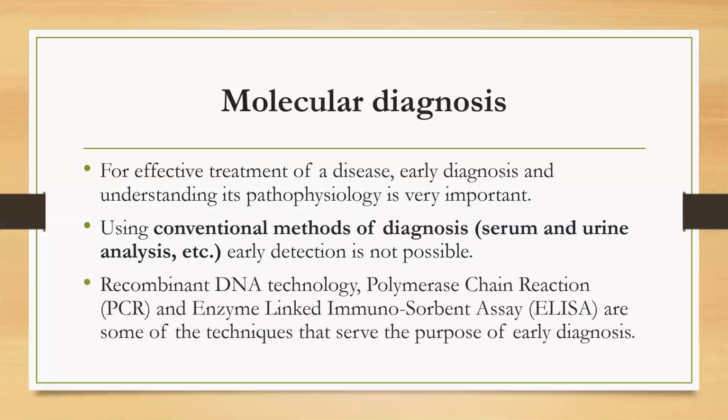So in such case, the recombinant DNA technology, polymerase chain reaction, that is PCR, and enzyme-linked immunosorbent assay, commonly known as ELISA, are some of the techniques that serve the purpose of early diagnosis. So these are the advanced technology. The diseases which are not diagnosed by the serum test or the urine analysis can be detected by using these methods: recombinant DNA technology, or the polymerase chain reaction, or ELISA.